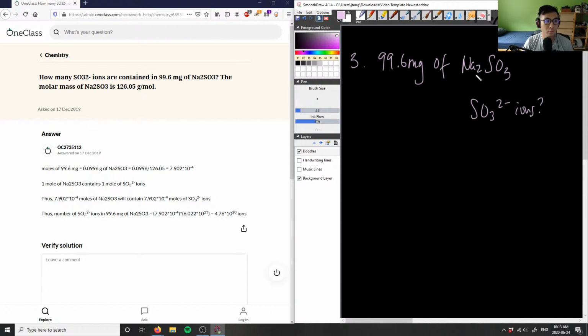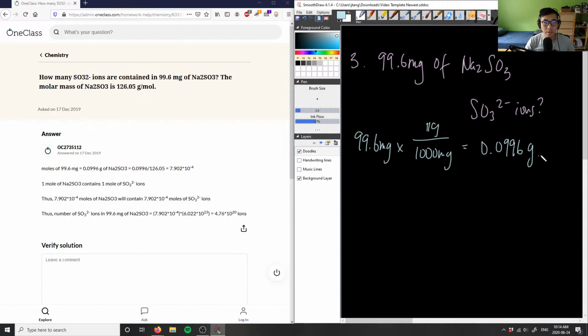Well, when we visualize this problem, first we want to see that our units are correct, right? So we have 99.6 milligrams. First we want to convert that into grams, because that's the SI unit for when we're calculating moles or molar mass as well. So we say we have 99.6 milligrams multiplied by 1 gram per 1,000 milligrams. So we're simply dividing this by 1,000, right? So we have 99.6 divided by 1,000. This is going to give us a value of 0.0996 grams.